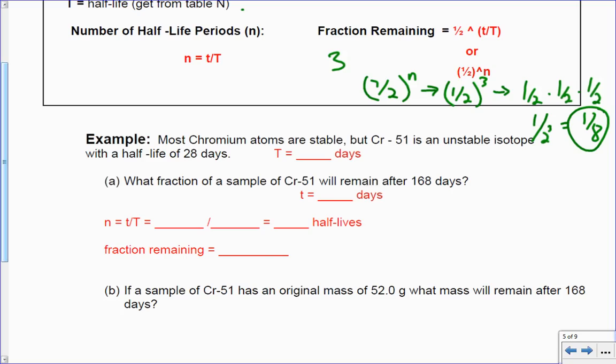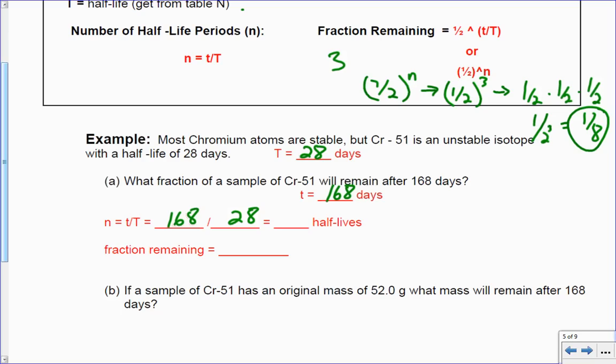Okay, example: most chromium atoms are stable, but Cr-51 is an unstable isotope with a half-life of 28 days. So the big T is the half-life, so that is 28 days. Okay, what fraction of the sample will remain after 168 days? Well, the little t is the amount of time, so that's 168. Okay, so n, the number of half-lives, is little t divided by big T, 168 divided by 28.